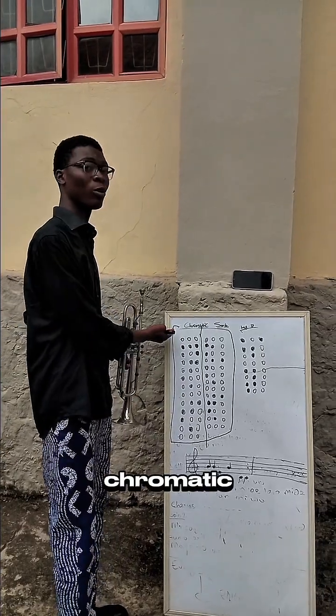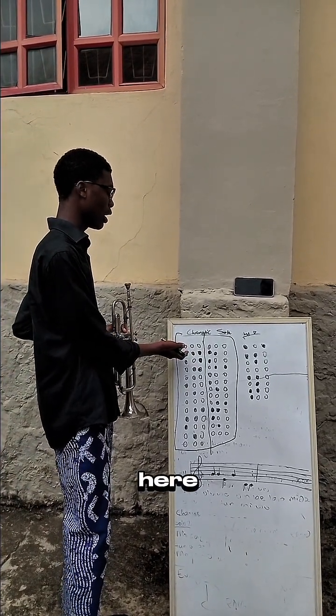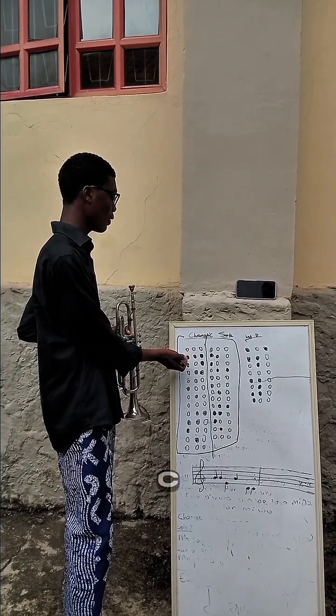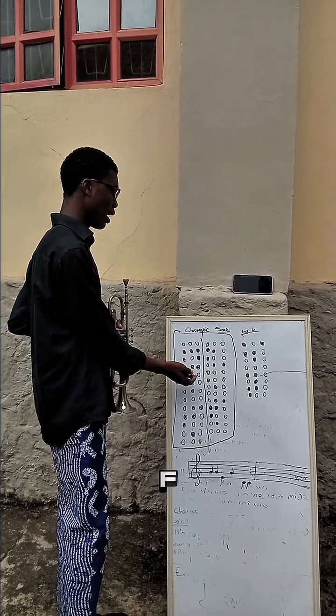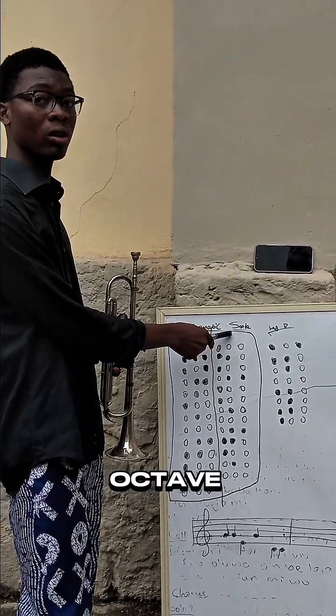This is our chromatic scale starting from key C. So here we have our C, C sharp, D, D sharp, E, F. This is the chromatic scale, second octave.